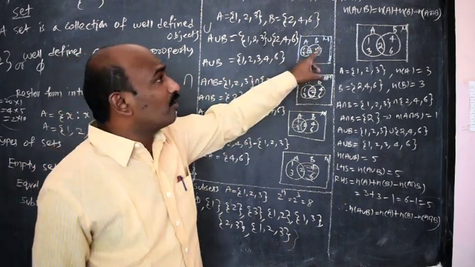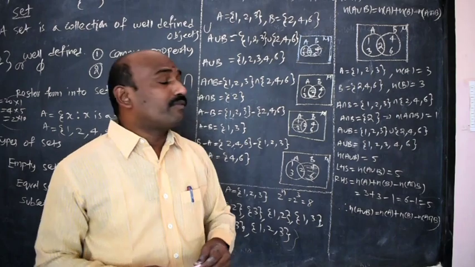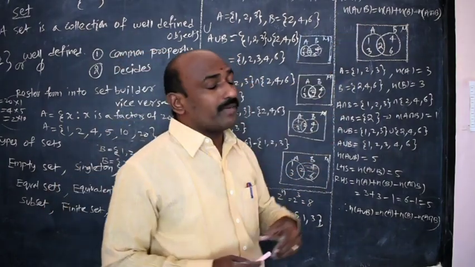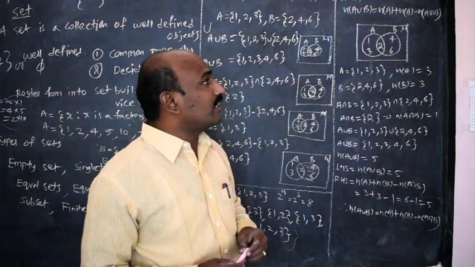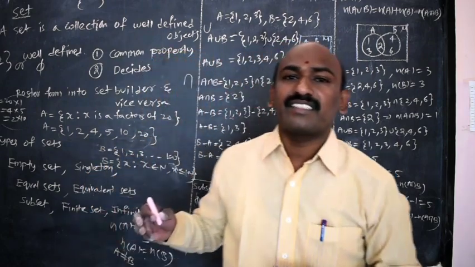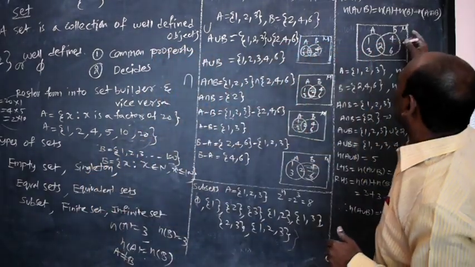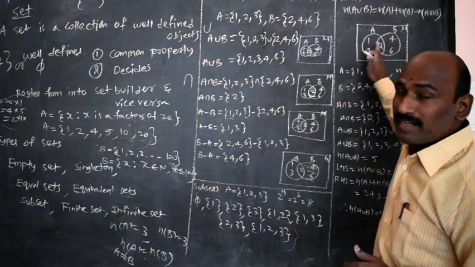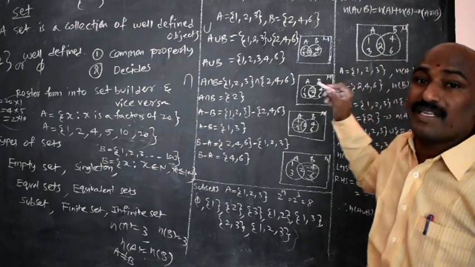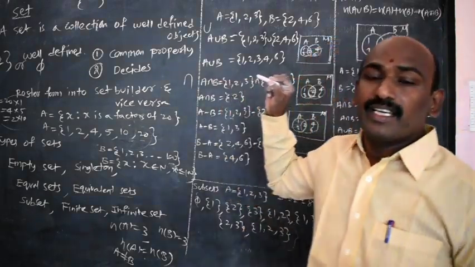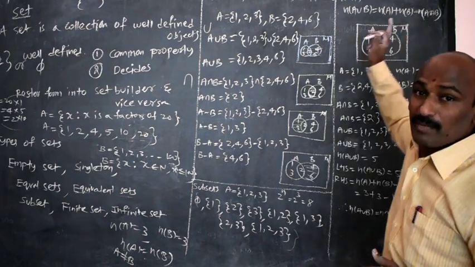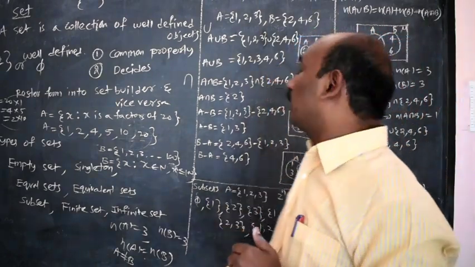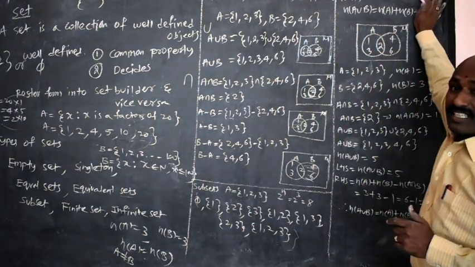And the last concept is to verify that n of A union B is n of A plus n of B minus n of A intersection B. Whenever the sets are disjoint, they have no common elements. In this case A intersection B is empty, meaning the number of elements in that set is 0. We won't get this case if both are not disjoint.